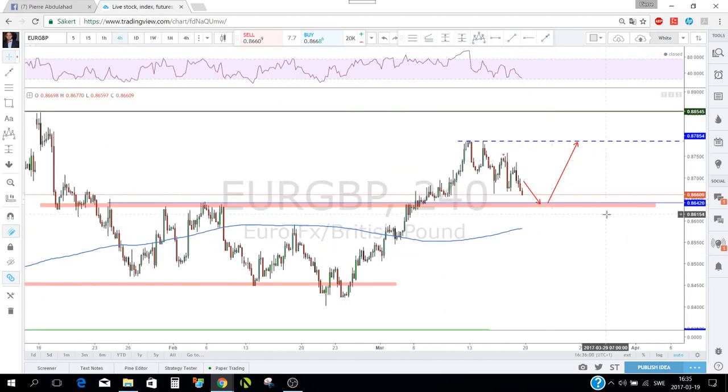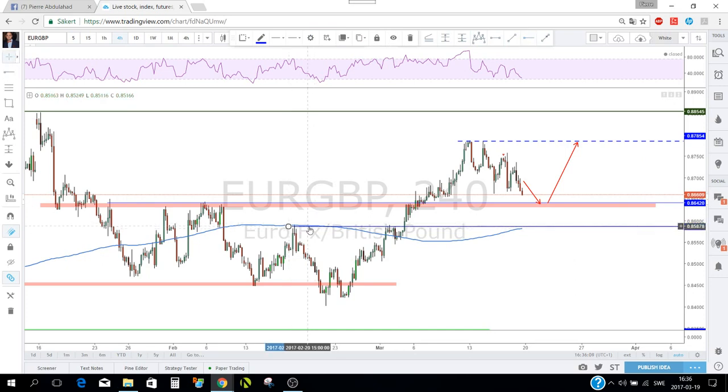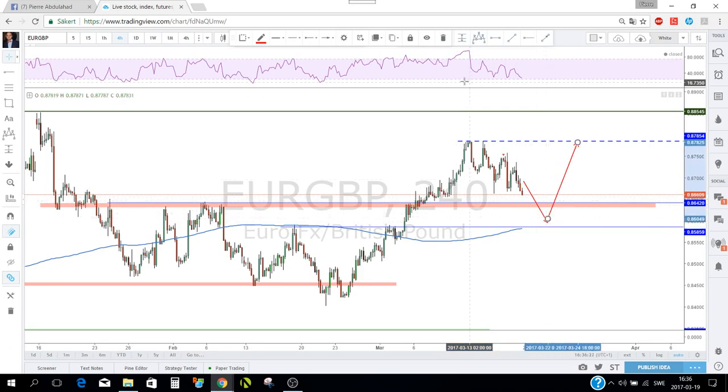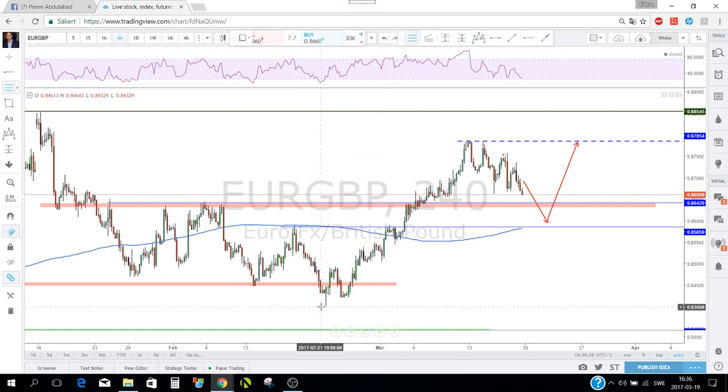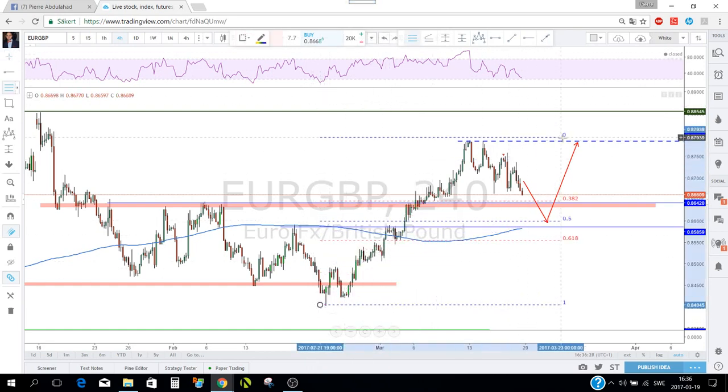If you see that you maybe break this, don't go short directly, because the next structure where price should have some trouble is back down here, the 0.8585 area. So there is a possibility that it goes all the way down here before it keeps continuing to the upside. You can also take a Fibonacci retracement tool and see where the levels are.